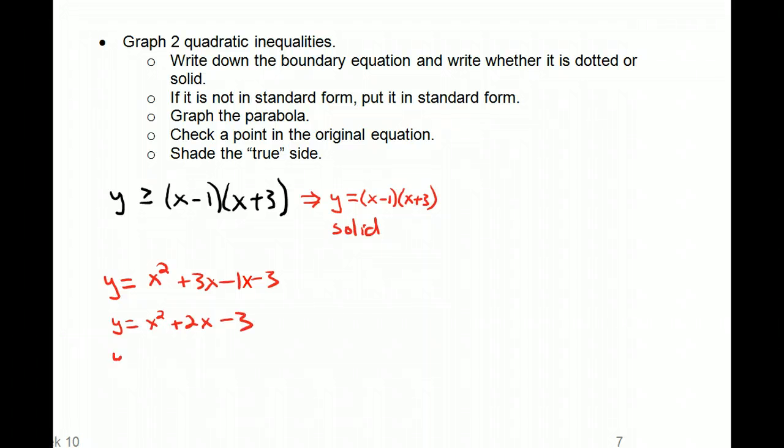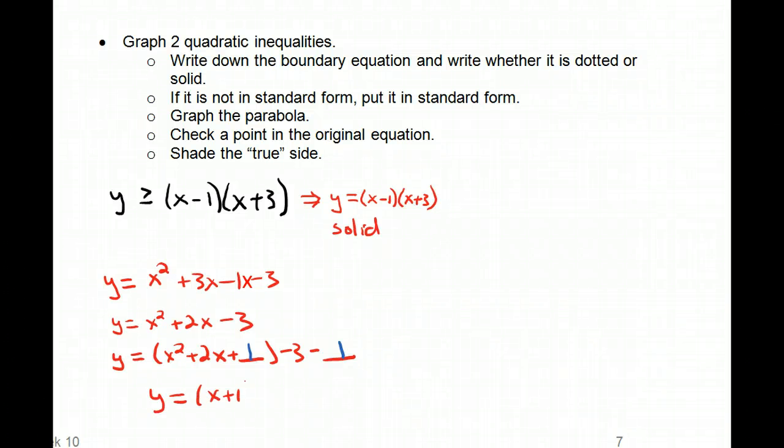Okay, now I need to complete the square. So I'm going to put x squared plus 2x plus blank, scoot the negative 3 over, and put minus blank. I'm going to fill that in. Half of 2 is 1, squared is 1. So I'm going to put a 1 in both of those blanks. And it looks like the equation for my border is y equals (x plus 1) squared minus 4. Alright, so I'm going to graph that parabola.